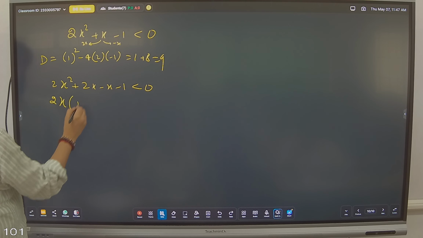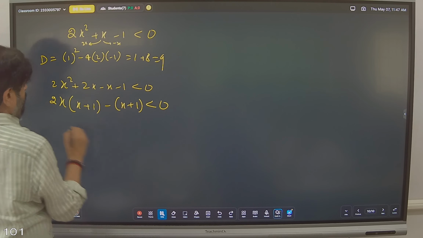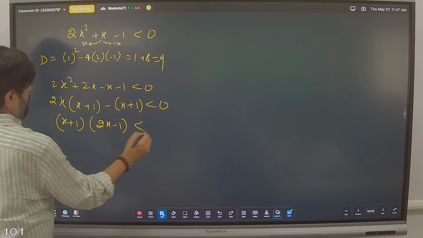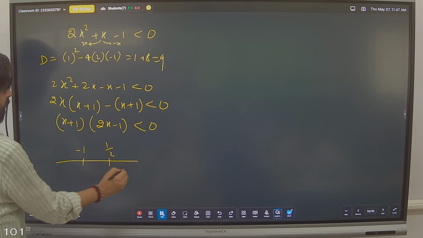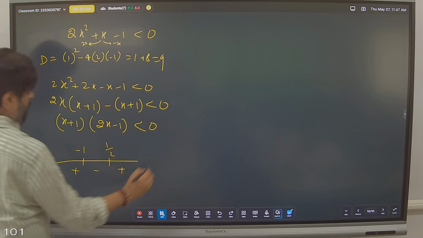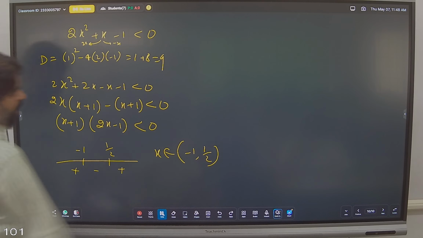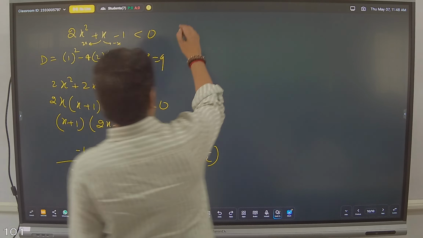So we'll get 2x square plus 2x minus x minus 1 less than 0. 2x common, (x plus 1), minus common, (x plus 1) less than 0. (x plus 1) common, (2x minus 1) less than 0. Critical points minus 1, half, positive, negative, positive. We want negative, so x belongs to minus 1 to half. How many of you got it? Next question.